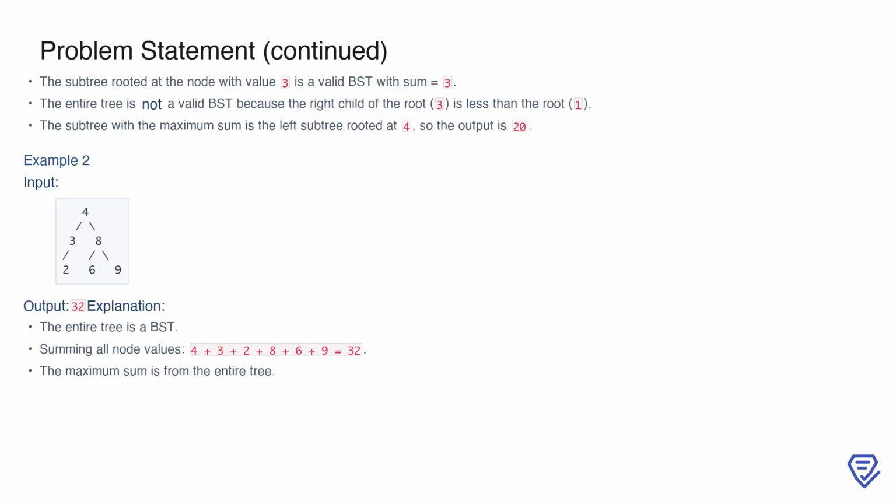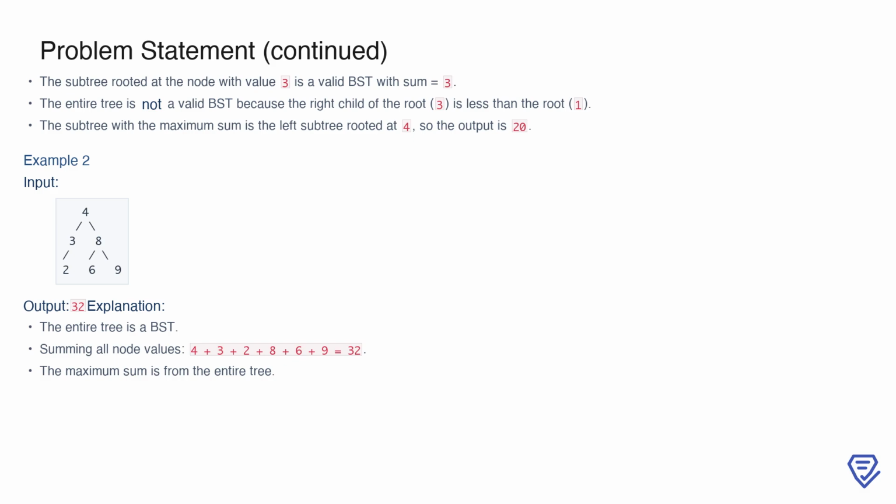Another detail in this example is that the subtree rooted at the node with the value 3 is also a valid BST, but its sum is only 3. The entire tree, however, is not a valid BST because the right child of the root, which is 3, is less than the root value, which is 1. Therefore, the maximum sum comes from the left subtree rooted at 4, which gives us a total of 20.